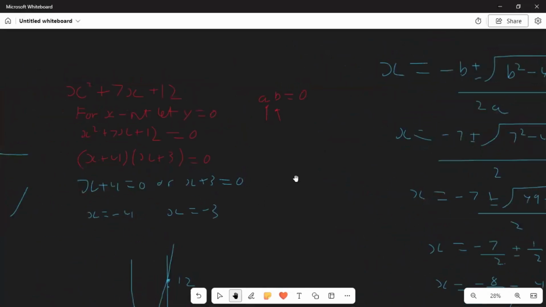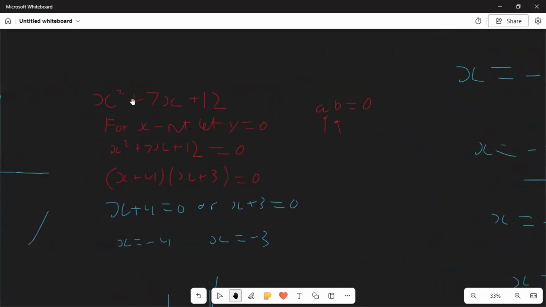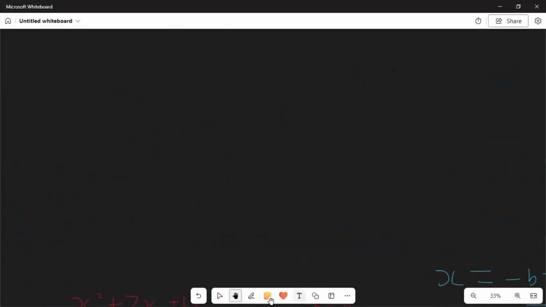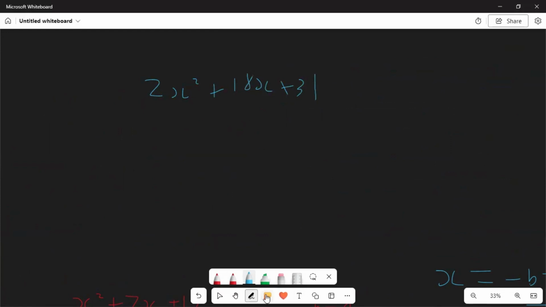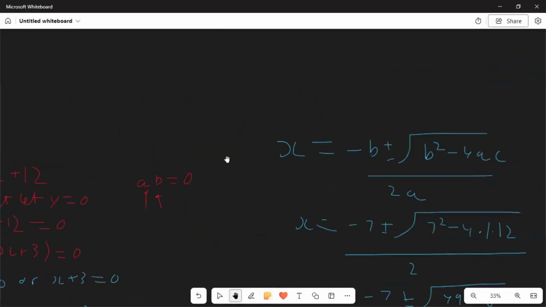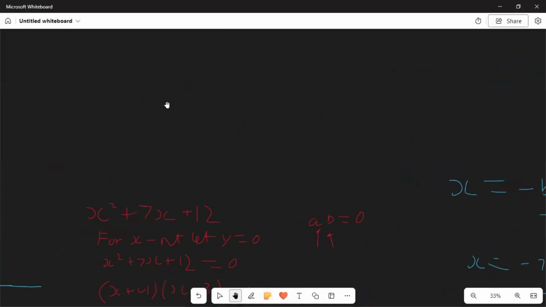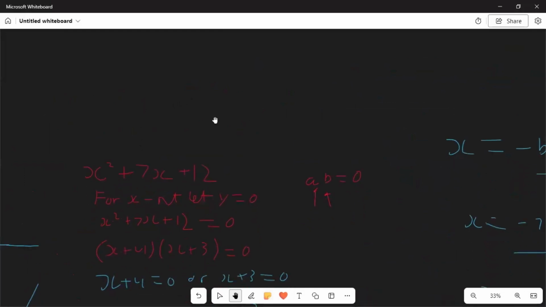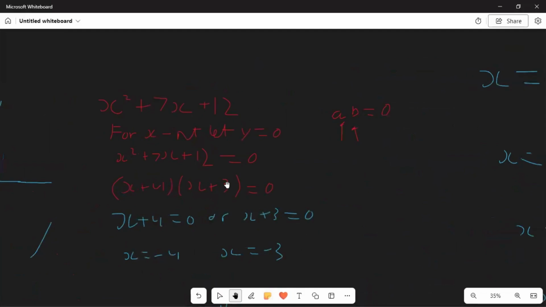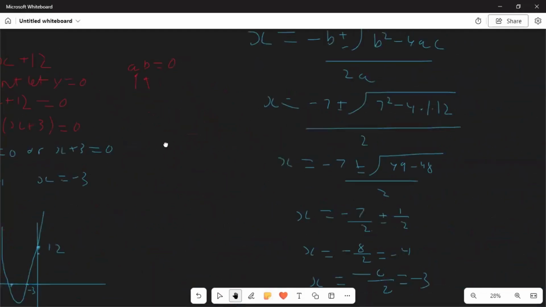But it depends on how complex the quadratic is. For this one, we can factorize it pretty simply. We can do it in our head, and that will be much easier. You could factorize this in your head and know the intercepts immediately. But with something more complex, say for example 2x squared plus 18x plus 31, you'd probably want to use the quadratic formula. And some quadratics we can't factorize simply like this, so in those cases we'd want to use the quadratic formula.